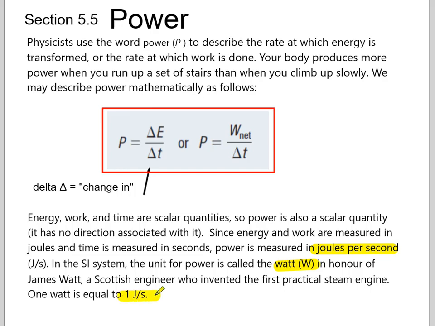Okay, so add this little red box to your formula sheet. It's one of our new formulas. Let's get that pen tool going. Okay, so power equals the change in energy over the change in time. Or you could say the net work done over the change in time.